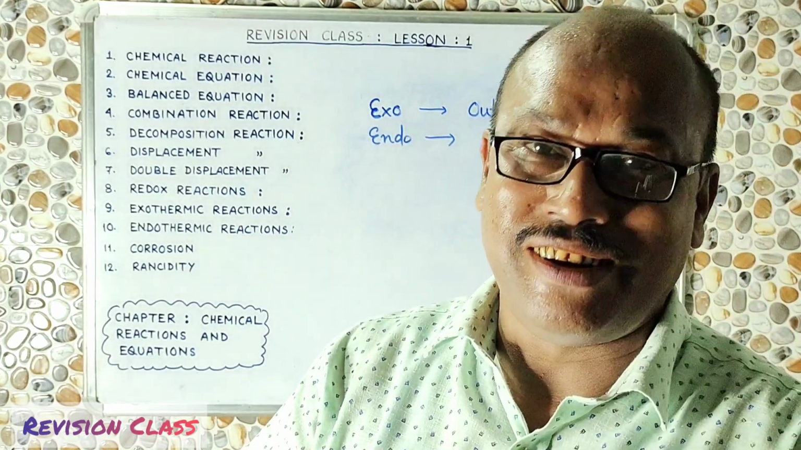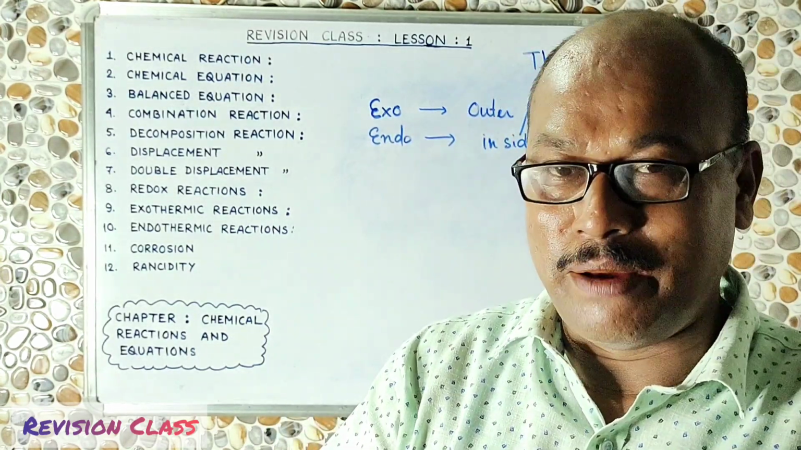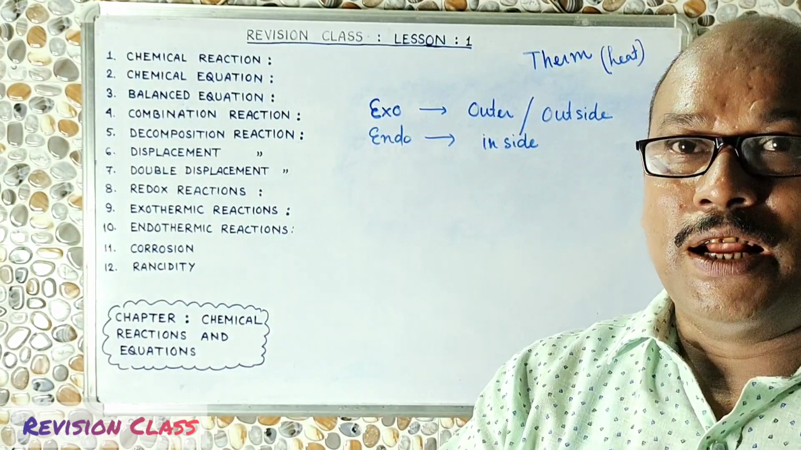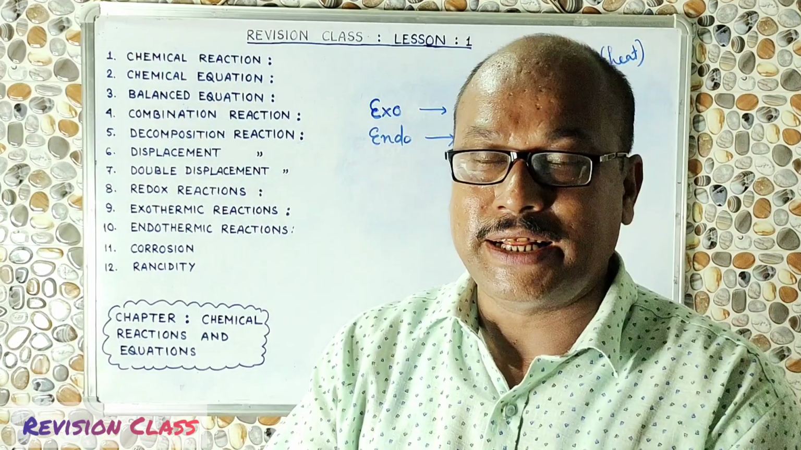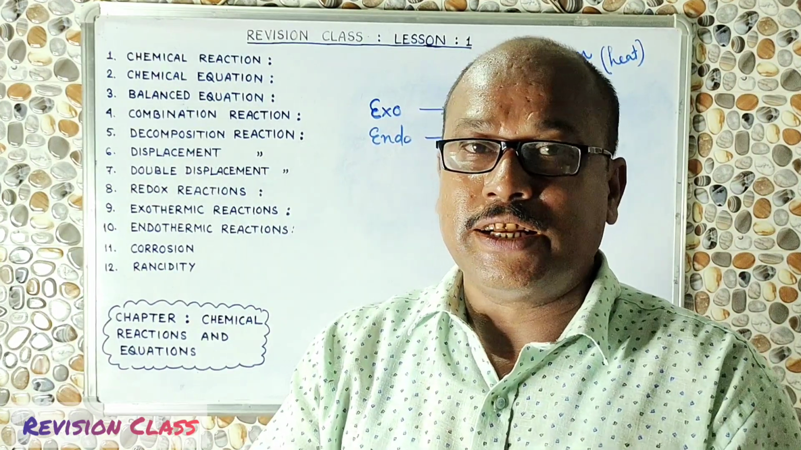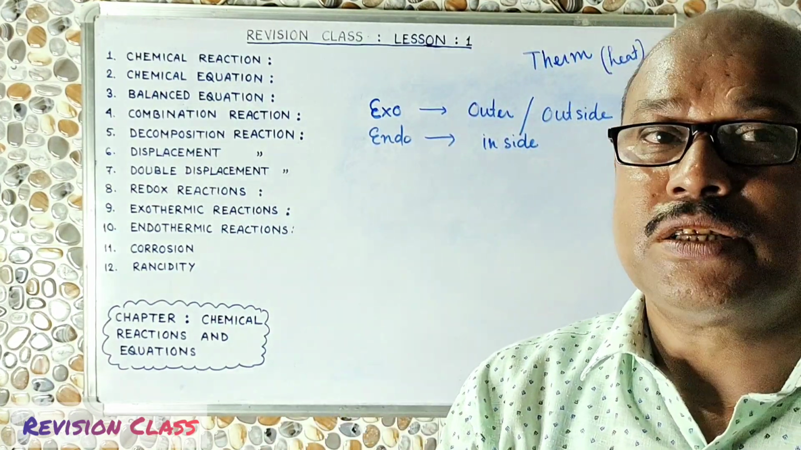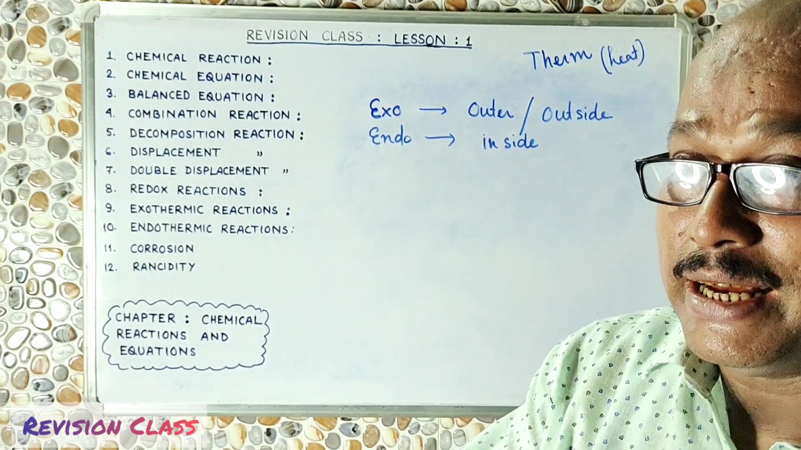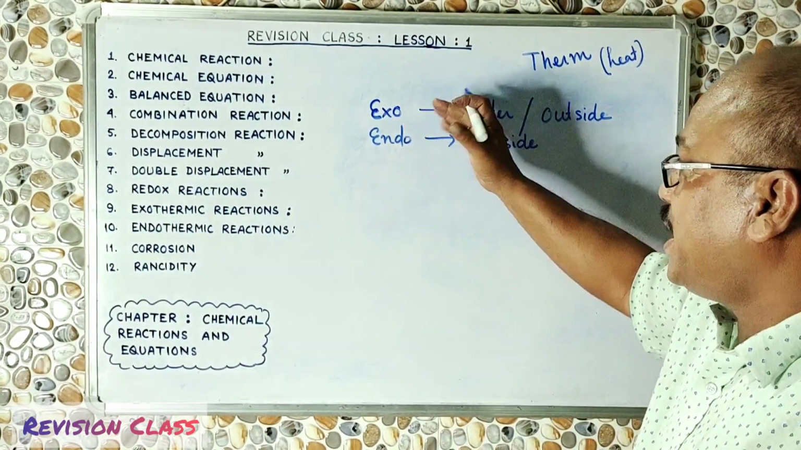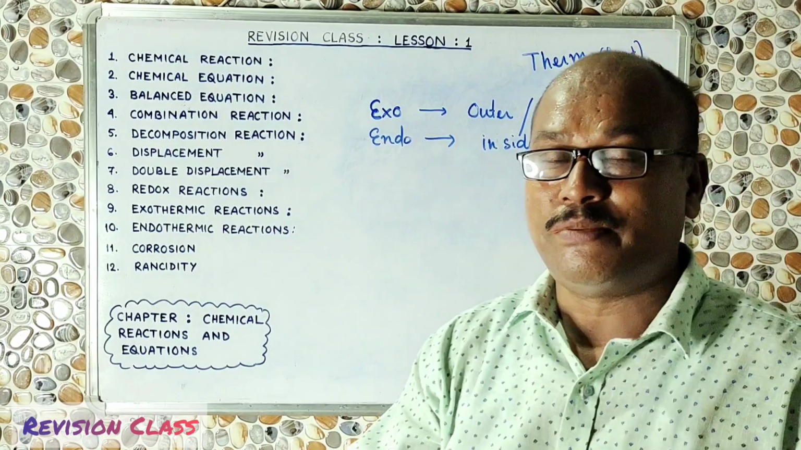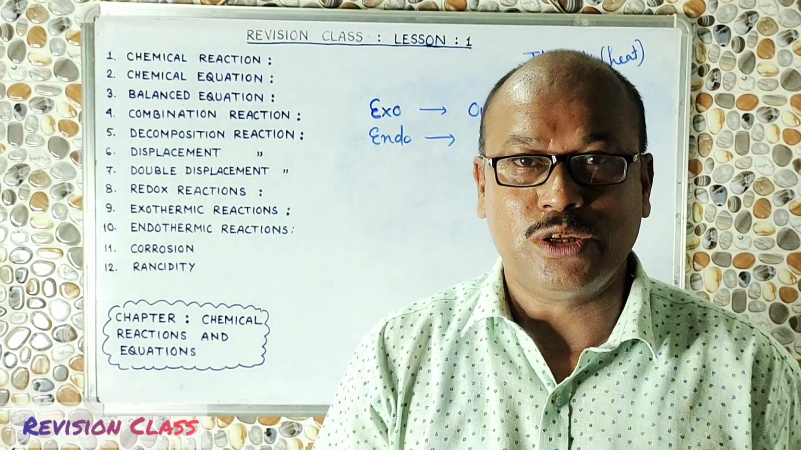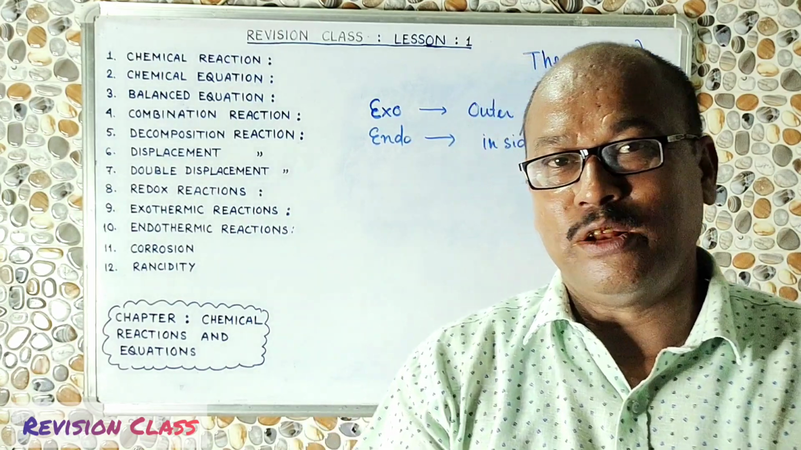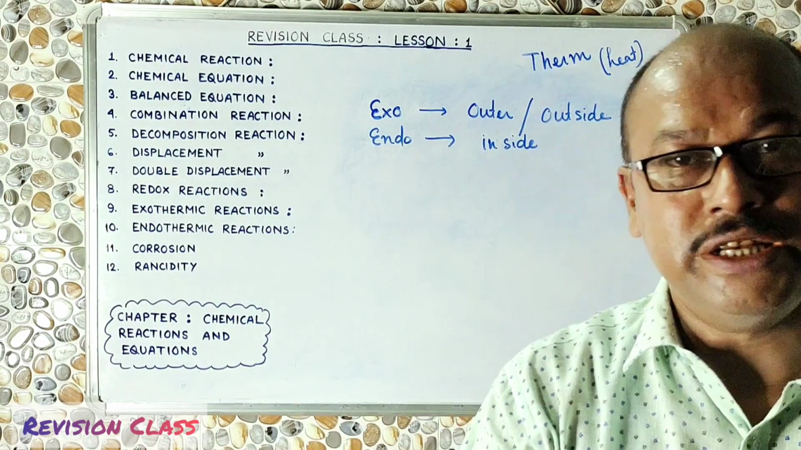There are some other chemical reactions in which heat is not generated, but the inverse happens: heat is absorbed, so the temperature becomes less than the original temperature. At the end of the reaction, you will see the temperature go below. These are called endothermic reactions. So exothermic chemical reactions are those in which heat is generated, and endothermic chemical reactions are those in which heat is absorbed.